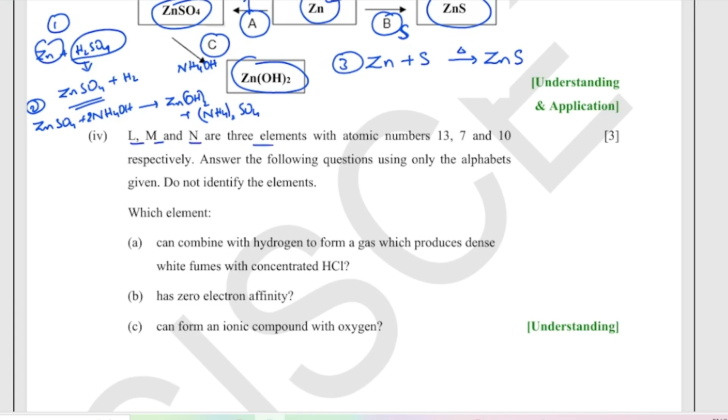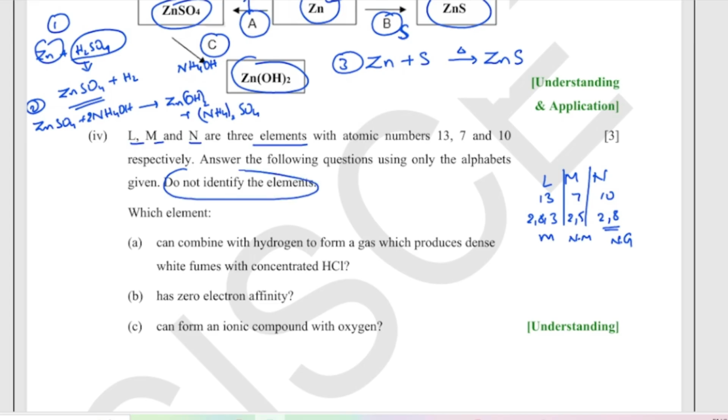L, M, N are three elements with atomic numbers 13, 7 and 10. Whenever this type of question comes, write the electronic configuration first. 2,8,3; 2,5; 2,8. So obviously this will be a noble gas, this is a non-metal, and this is a metal. L is a metal, M is a non-metal, N is a noble gas. Clearly mentioned, do not identify the elements. You don't need to write the name of the element in this case.